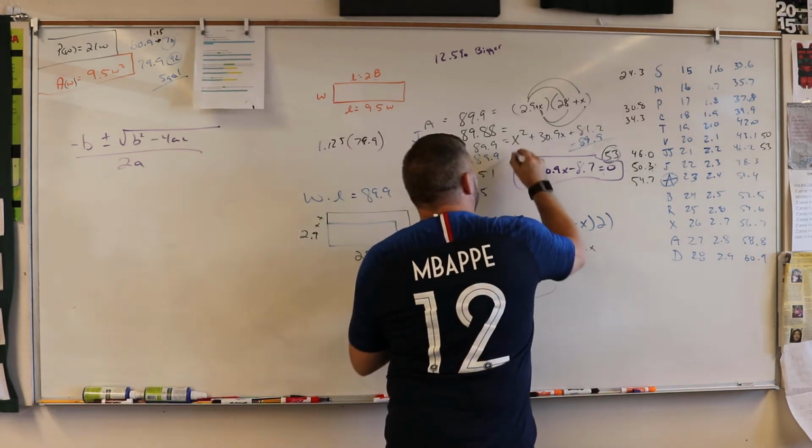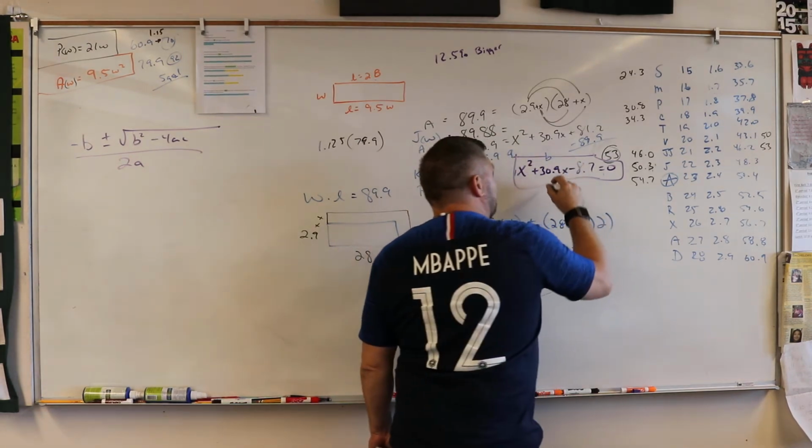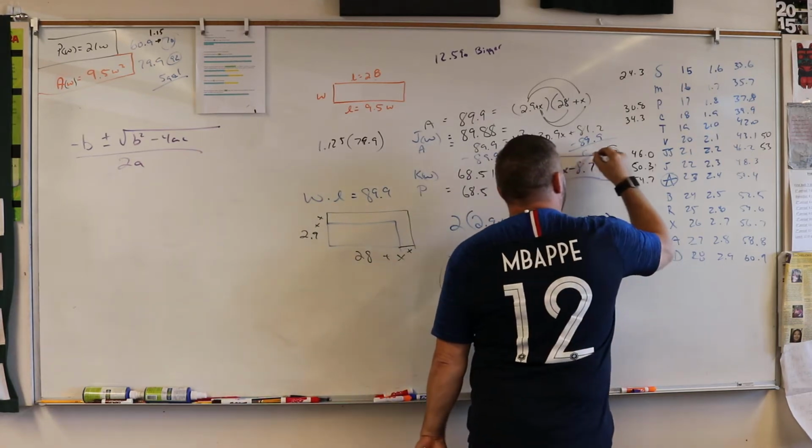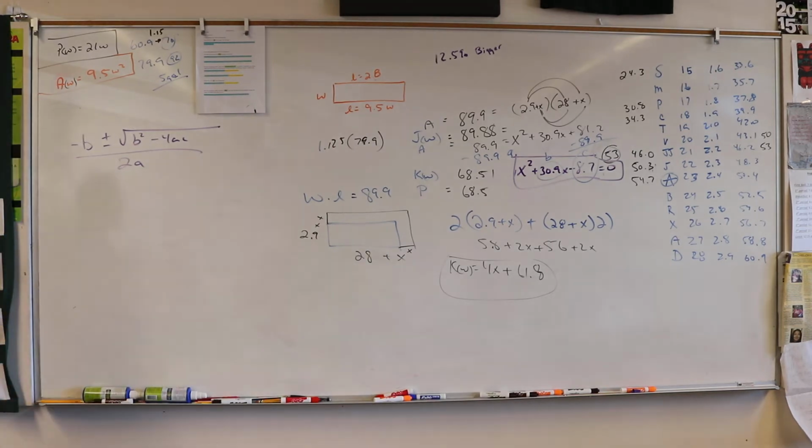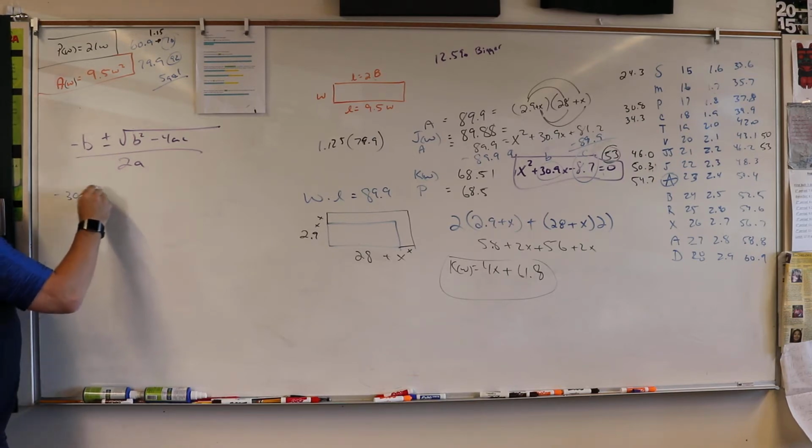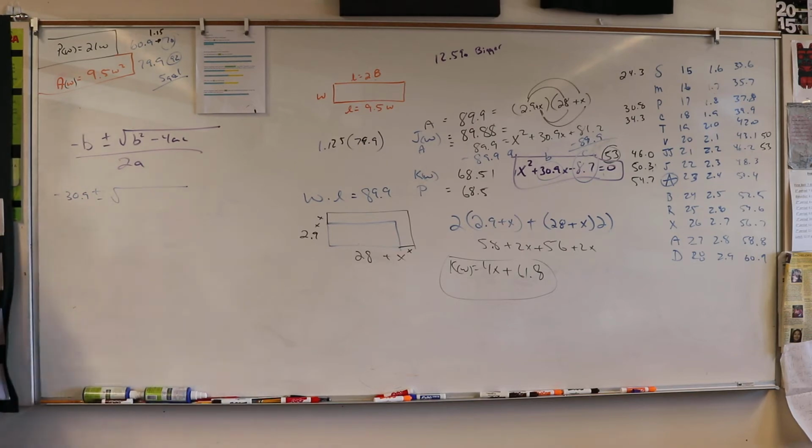Now what's a, b, and c? So a is 1, b is 30.9, and c is negative 8.7. And then you plug that into this. Alright, let's plug it in. What's my b? 30.9. So negative 30.9 plus or minus the square root of... If I'm subtracting a negative, it becomes more negative, right? Can I have a negative side? No. So I don't need to do that one. You follow me? Okay?